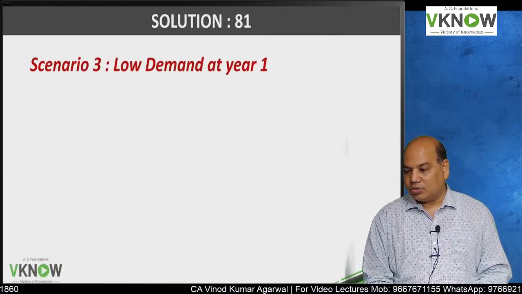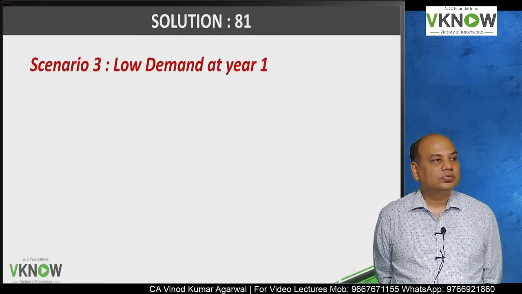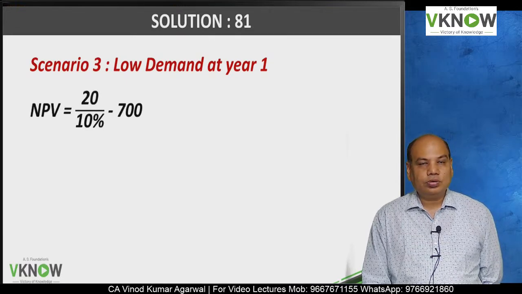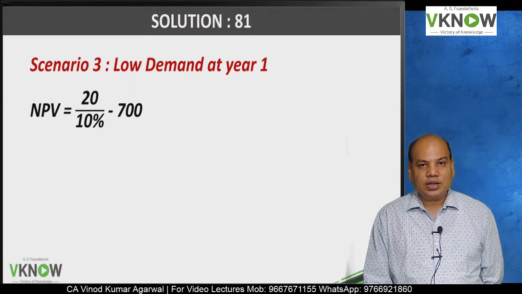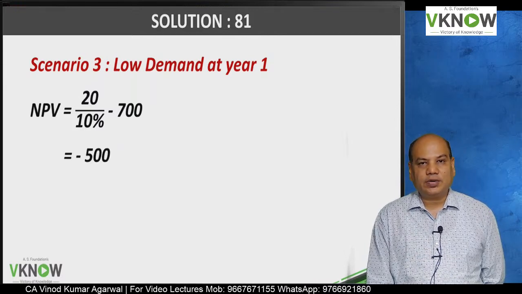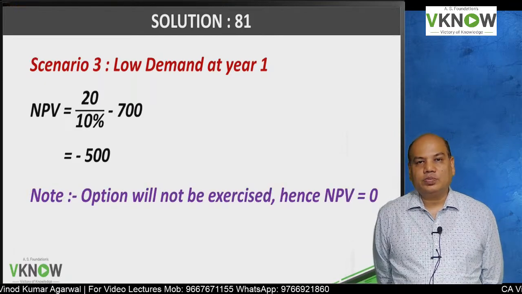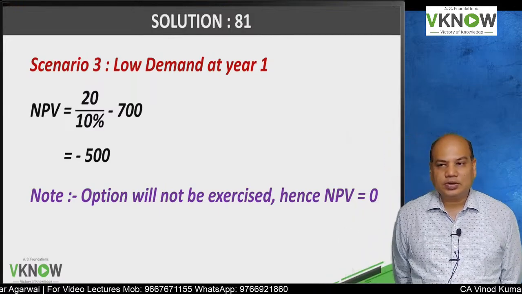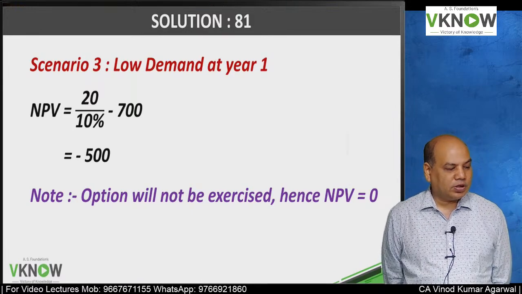Now write down scenario 3. Low demand at year 1. If demand is low, my cash flow is 20 divided by 10% minus 700 is equal to 500 negative. Will the option be exercised here? You will write option will not be exercised. I will not start the project. Therefore, NPV is equal to 0.